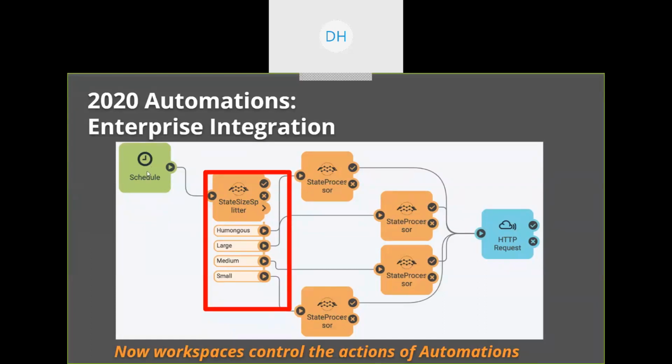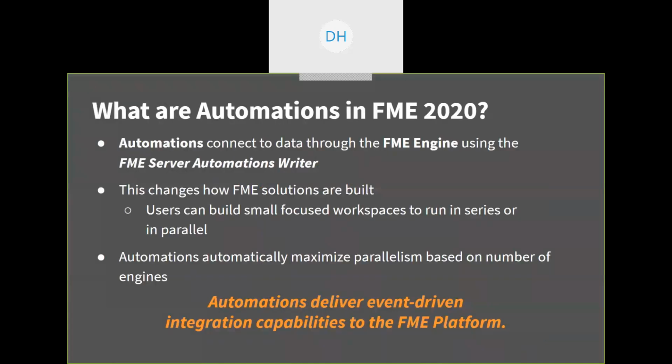So the whole idea here is workspace orchestration. So we have events in the green box here. That can be a schedule, it could be an incoming email, and we can use workspaces to filter those events or do the processing required. So in this case, maybe for large jobs that has a different process flow than small jobs. And in the end, publishing that result somewhere, maybe uploading something to S3. So essentially, automations give you event-driven integration capabilities to the FME platform and allow you to orchestrate your workspaces in terms of parallelism.